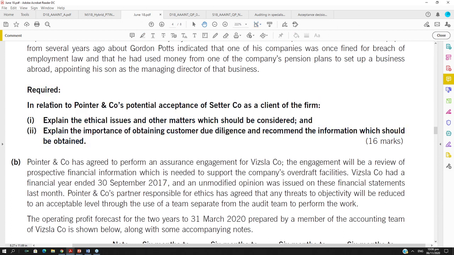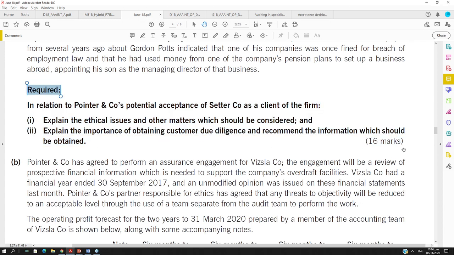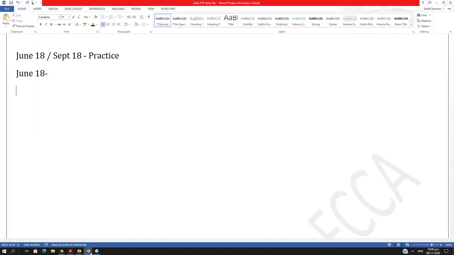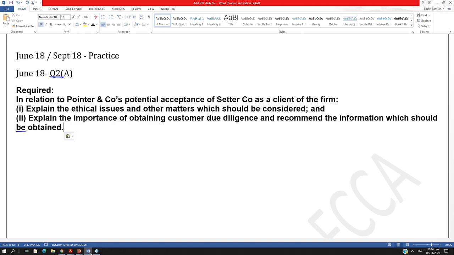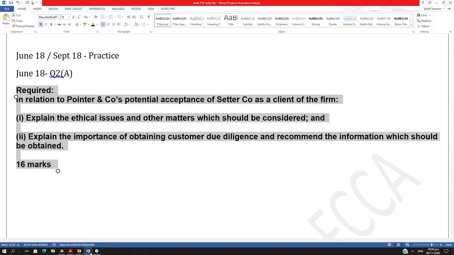So let's take this requirement to the Word file and let's see how we can obtain the 16 marks. June 18, question number 2A. We have two parts to this requirement, and in total it's worth 16 marks. So the total marks you have for both is 16 marks. Now see how to go about it. Be very watchful.